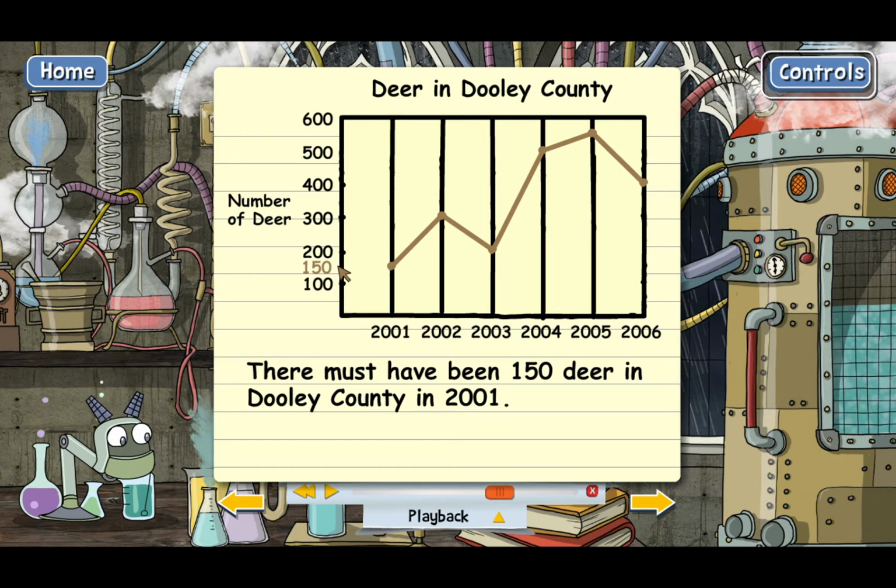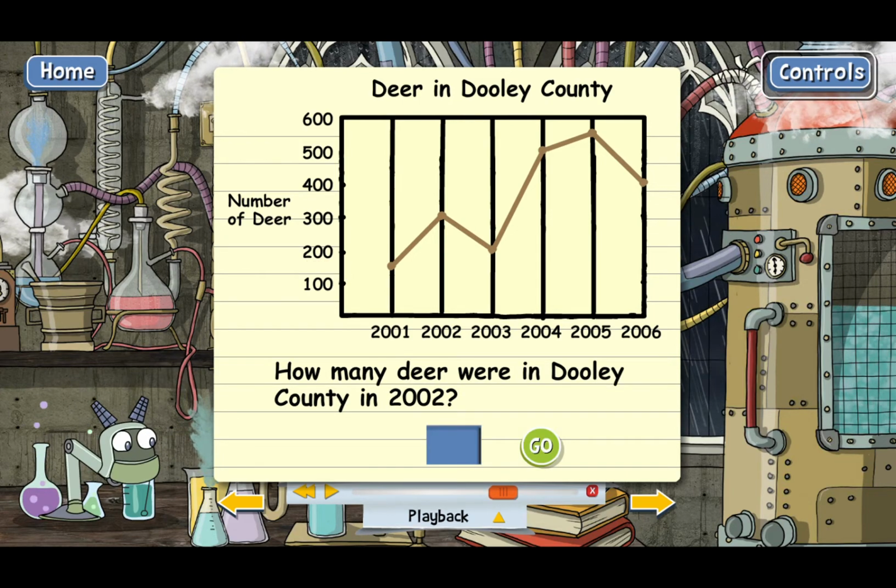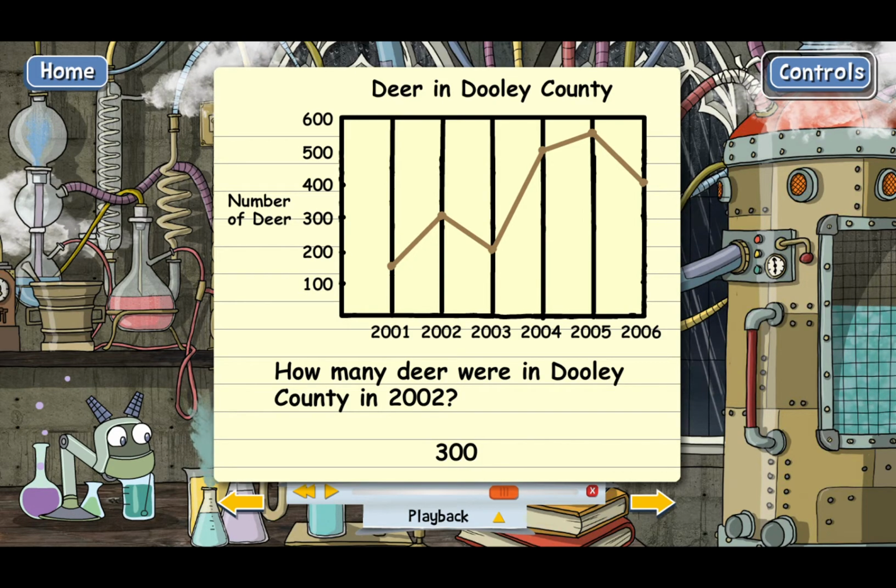Now, why don't you figure out how many deer were in Dooley County in 2002 and enter that in? Perfect. Let's do another one. How many deer were in Dooley County in 2006? That's right. So there were 400 deer in 2006.